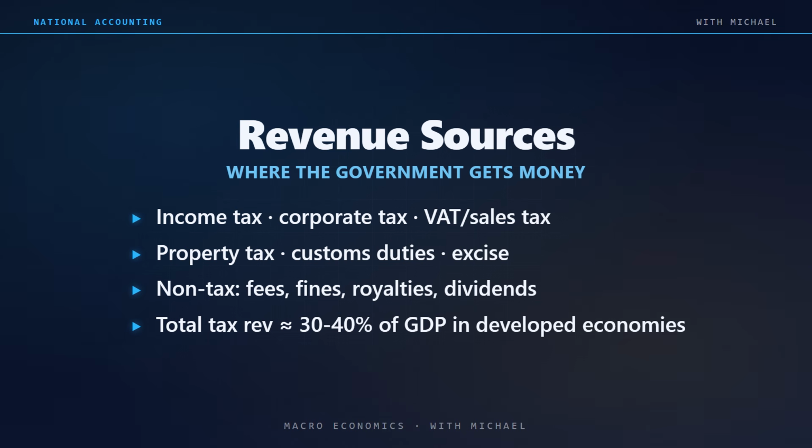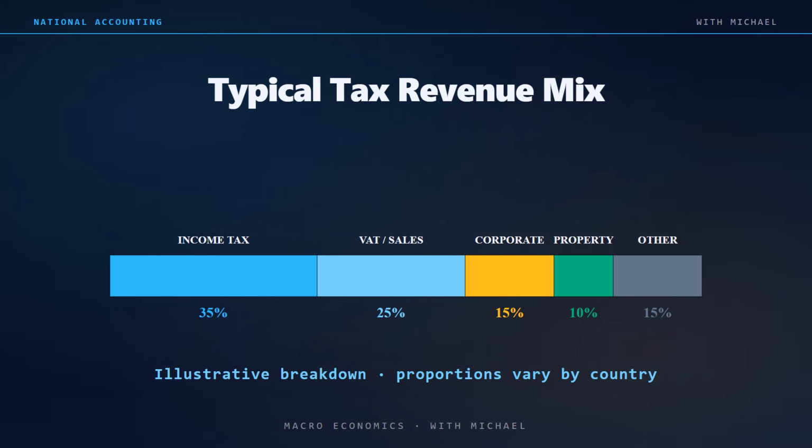In a typical developed economy, total tax revenue is around 30 to 40% of GDP. Beyond taxes, the government also has non-tax revenue: fees, fines, dividends from state-owned enterprises, royalties from natural resources. On the spending side, the government has several major categories.